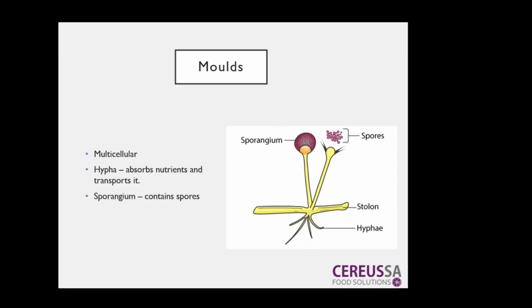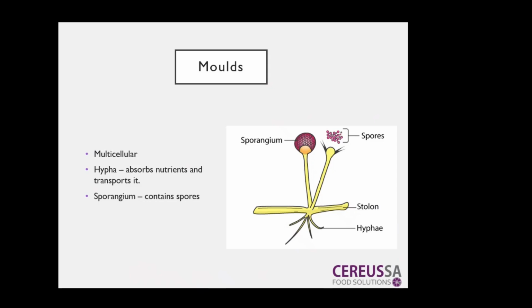Molds, on the other hand, are multicellular organisms. In other words, they consist of more than one cell. Molds also have what are called hyphae, which absorb nutrients and transport them throughout the mold. They also anchor the mold within the substrate that it is growing on. Molds also have a sporangium, which is a sac-like structure that contains the spores, and the spores are there for reproduction.